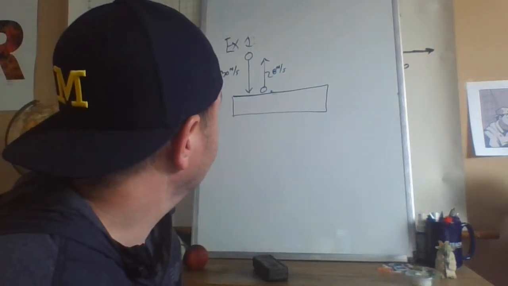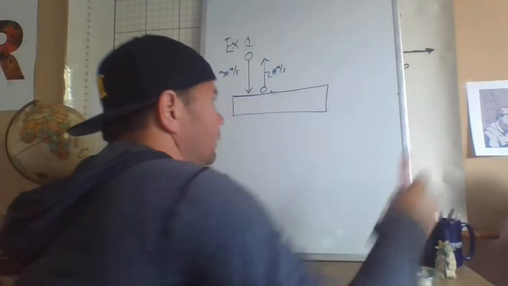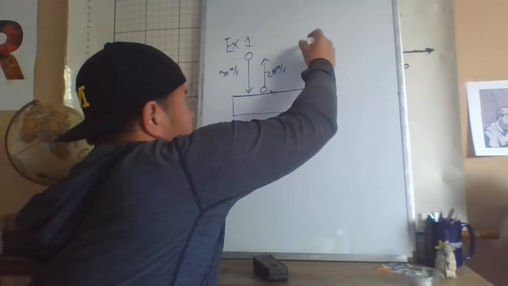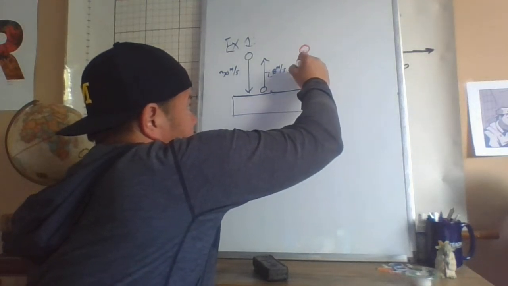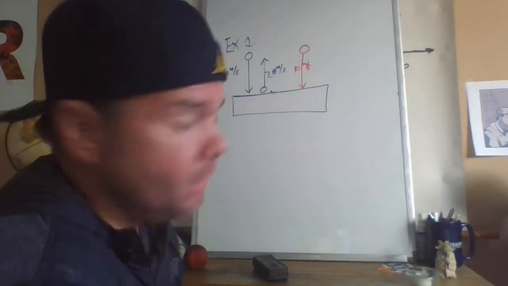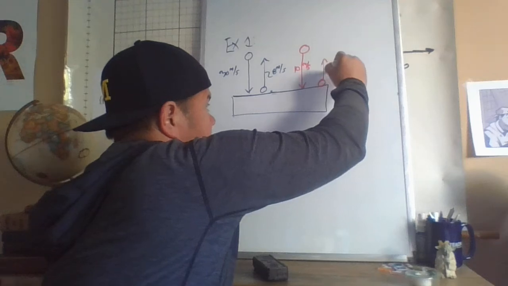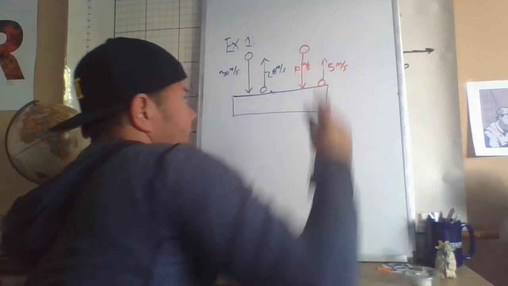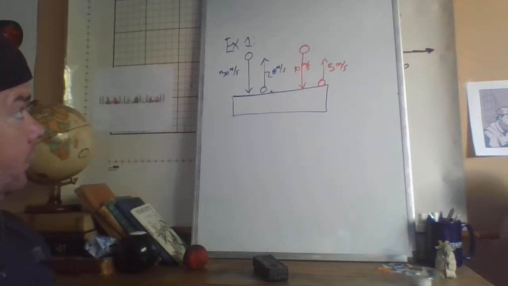The other situation, maybe I'll do this in a different color. The ball comes down and hits the ground with a velocity of 10 meters per second. And when it hits the ground and bounces back up, it only comes back up with a velocity of 5 meters per second. Okay? And so, two different kinds of situations.